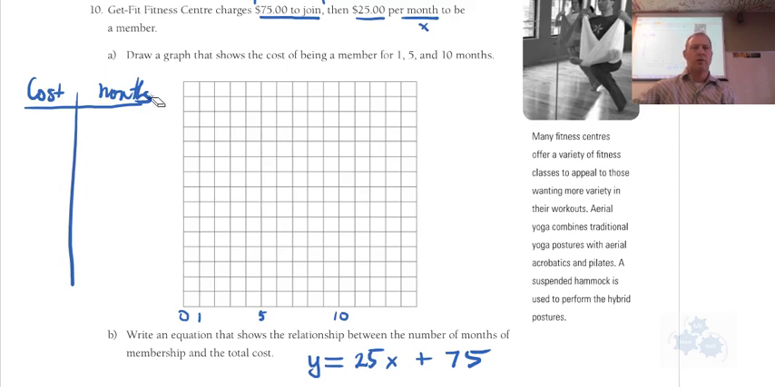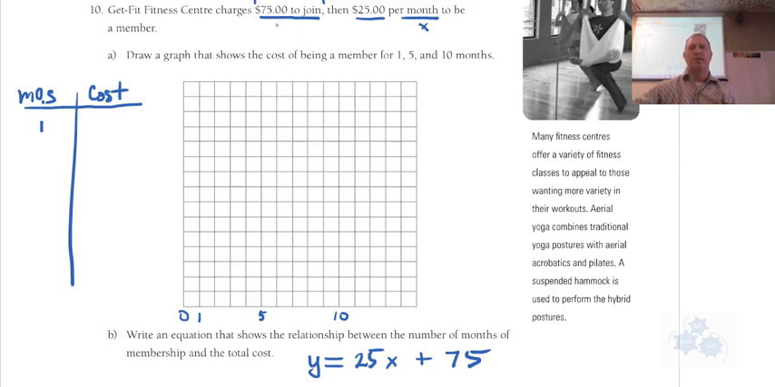Actually, I probably should put that the other way around, because the months are going to be our x. Months and cost. Have you ever seen months represented by MO point S? You seen that? Okay, so 1 month. What's it going to cost for 1 month?